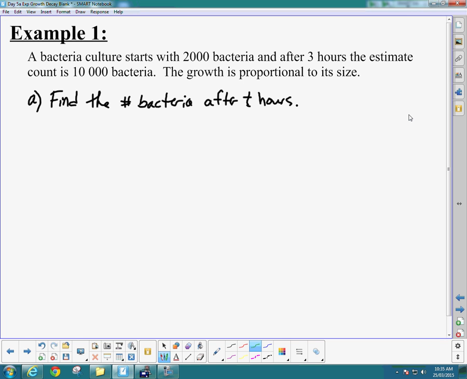Okay. So find the bacteria after t hours. So this is like find the formula that we can use to answer any follow-up question. So the general formula we're going to use is y equals Ce^(kt), but we want it specific for this scenario. So let's start filling in information we know. So we know the C. C is the initial value, which hopefully you can see is 2,000.